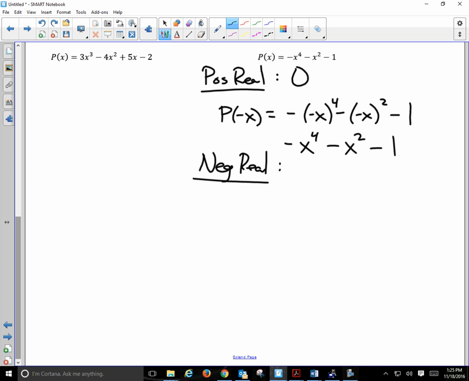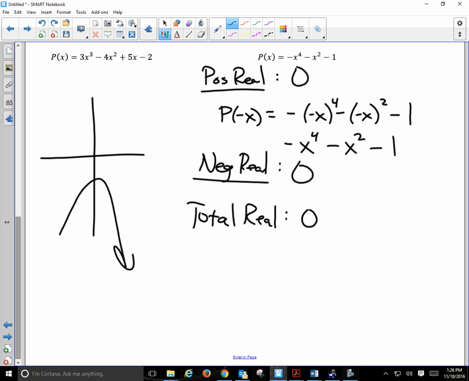How many sign changes? There were 0. So the total number of real solutions is 0. So that means trying to find these solutions, we would be in vain, trying to find any real solutions. The fact is, if you graph this, it looks like that. It sits below the x-axis. It never crosses it. There are 4 imaginary solutions, okay?